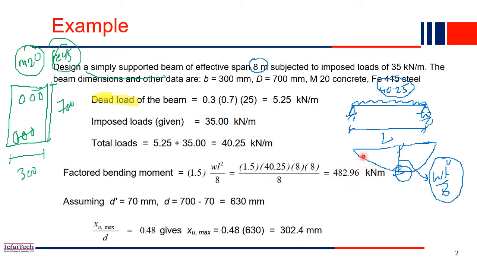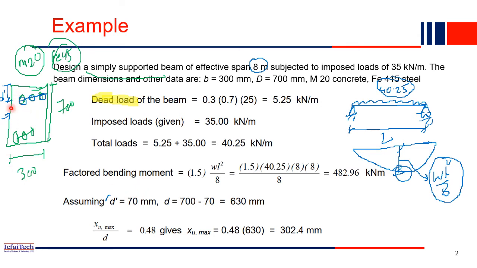Our next step is to find the cross section of the beam. Already we have been given that this is the doubly reinforced section, right? So in the doubly reinforced section, we provide reinforcement at the top also. This is the top reinforcement. From the top fiber to the CG of these three bars, or whatever the number of bars, we call it d dash, small d dash. Let's assume that the d dash value is 70 mm.